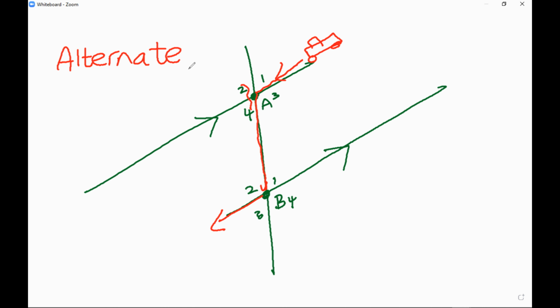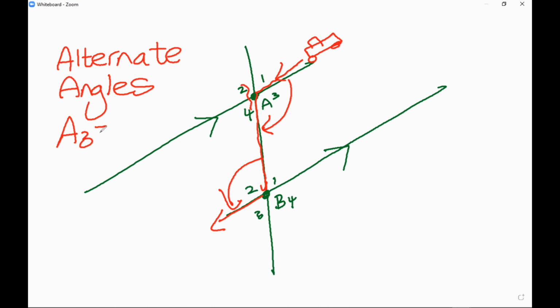Okay, so this alternate route goes around this angle and it goes around that angle. So we're saying that alternate route goes around two alternate angles, and these two angles are equal. Alternate angles are equal. A3 is equal to B2. And we say these two angles are equal and they alternate.